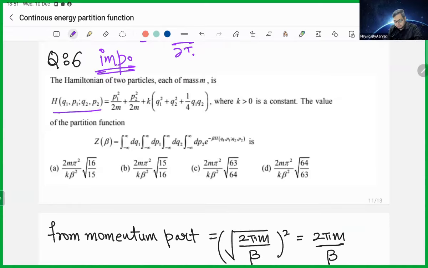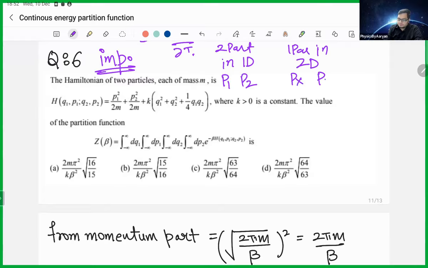So the Hamiltonian is given. It's a two particle system. You can either think of it as a two particle system or a two dimensional system. Either you can say two particles are in one dimension, or you can say it is one particle in two dimensions. It's the same thing. Think about it. You need two parameters. In this you will say P1, P2. In this you will say Px, Py. Just two parameters will come.